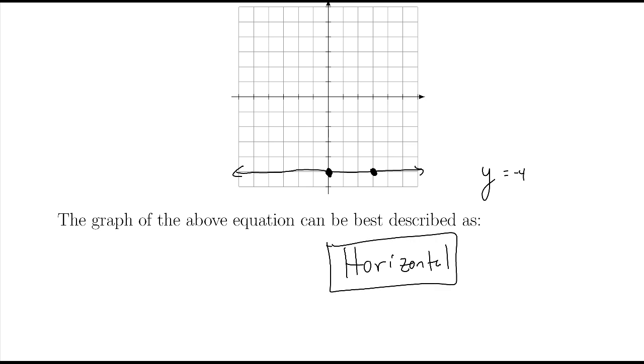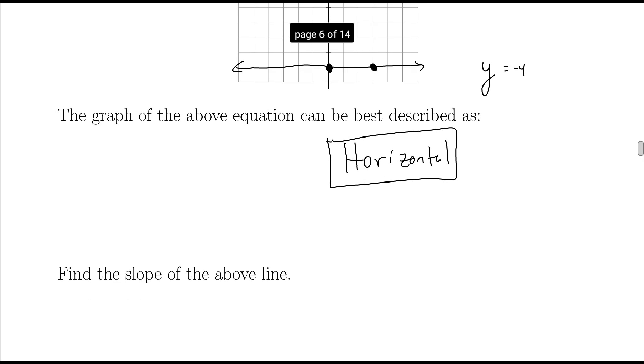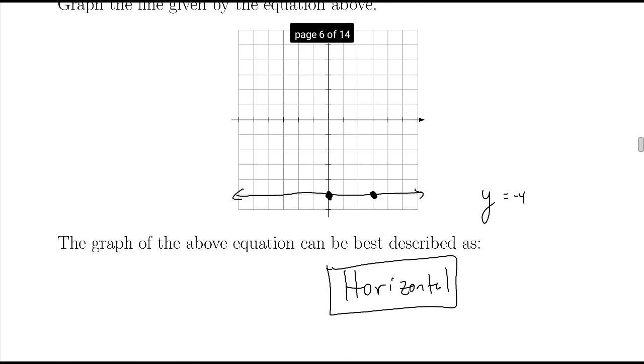Okay, and then finally, the last part of this question says to find the slope of that line. Okay, so there's a couple ways to think about it. The first way is to realize that this is a perfectly flat line. So the slope would be 0, right? There's no steepness to a flat line. Okay, so there's one way. That's just to think about it conceptually.